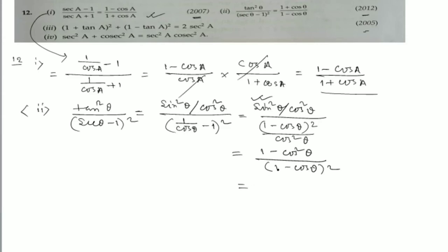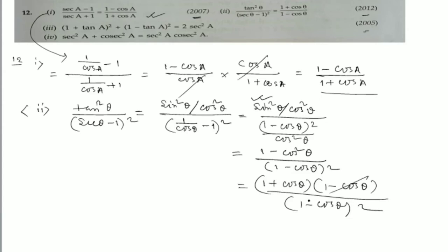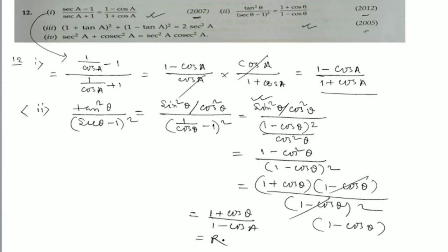1 minus cos square theta means a square minus b square, so it will be (1 plus cos theta) into (1 minus cos theta) divided by (1 minus cos theta) whole square, and it will cancel, so it will be 1 minus cos theta. So here we get (1 plus cos theta) divided by (1 minus cos theta). We have to prove it, so you can write it as right hand side equals left hand side, and it is proved. Okay, now we solve problem number 3.